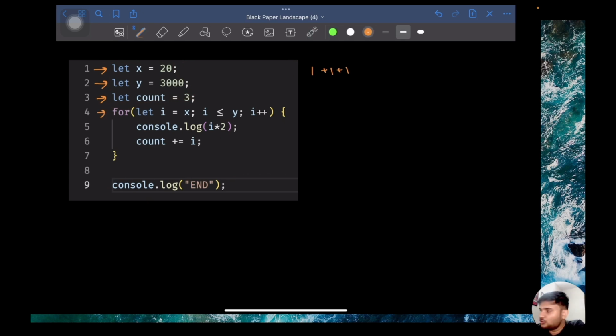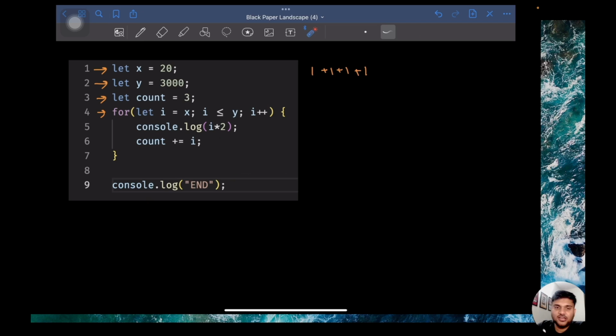In line number 4, let i equals x. Can I say inside a for loop, this statement is only executed once? You don't reinitialize the for loop variable again and again. This statement is executed only once. So I'll do a +1 for this.